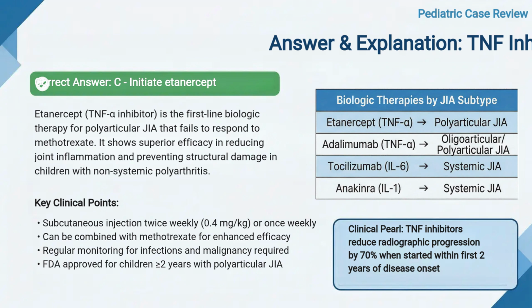Regular monitoring for infections and malignancy is required, and it is approved by the Food and Drug Administration for children aged 2 years and older with polyarticular juvenile idiopathic arthritis. Biologic therapies by subtype. Etanercept, targeting tumor necrosis factor alpha, is used for polyarticular juvenile idiopathic arthritis. Adalimumab, targeting tumor necrosis factor alpha, is used for oligoarticular and polyarticular juvenile idiopathic arthritis. Tocilizumab targeting interleukin-6 and anakinra targeting interleukin-1 are used for systemic juvenile idiopathic arthritis. Clinical Pearl. Tumor necrosis factor inhibitors reduce radiographic progression by 70% when started within the first 2 years of disease onset.